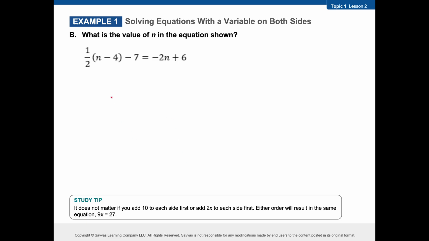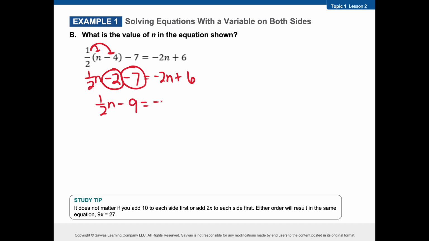Another example here, getting rid of your distributed property. Half of n, 1/2 n. Half of a negative 4 is a negative 2 minus 7. Please, please, please never cancel on the same side. Same combining, same sign, add, and keep the sign. So that's going to make it a negative 9 equals negative 2n plus 6.